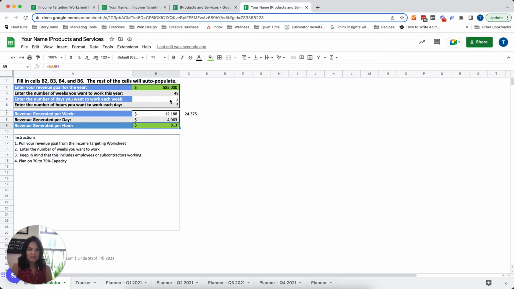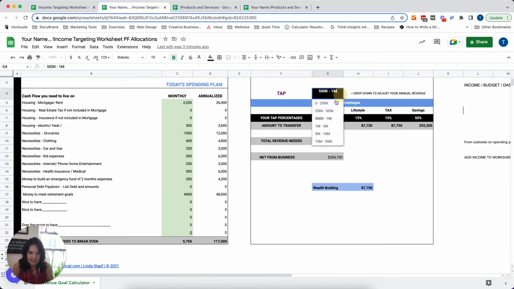However, if it's more than just you working, then you need to take into account the number of hours each day that multiple people will be working. What we're gonna do is pretend that we're a little bit smaller, 250 to 500. That's reasonable for a one person show. 0 to 250, 250 to 500. I would bet most of us are in that range if we're a one person show, bringing in this amount into the door. So then the total revenue needed would be 234.